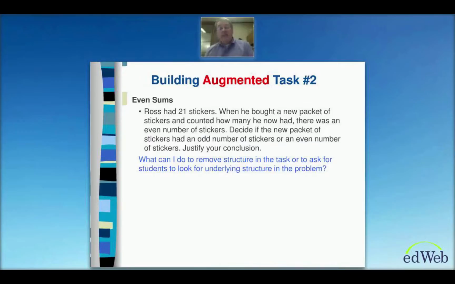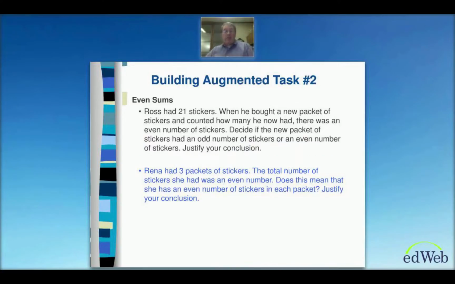To build an augmented task here, I could look at something that is more complex. I'm going to stick with the same standard, but I might ask something like this. Rena had 3 packets of stickers. The total number of stickers she had was an even number. Does this mean that she has an even number of stickers in each packet? Justify your conclusion. Now, this becomes higher level because a couple of things are at play here.